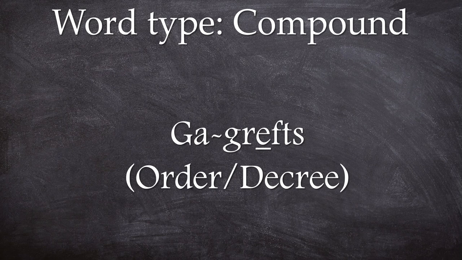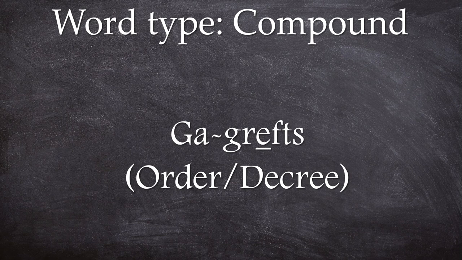Now here we have an exception. Every time we see the ga prefix at the beginning, that prefix is usually not stressed. So here we would say gagrefts, with the stress on the second syllable, instead of stressing the first. All the stress goes on the second syllable.